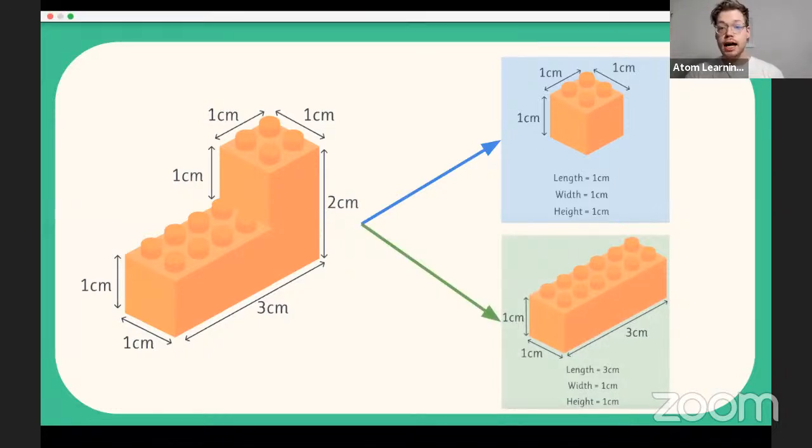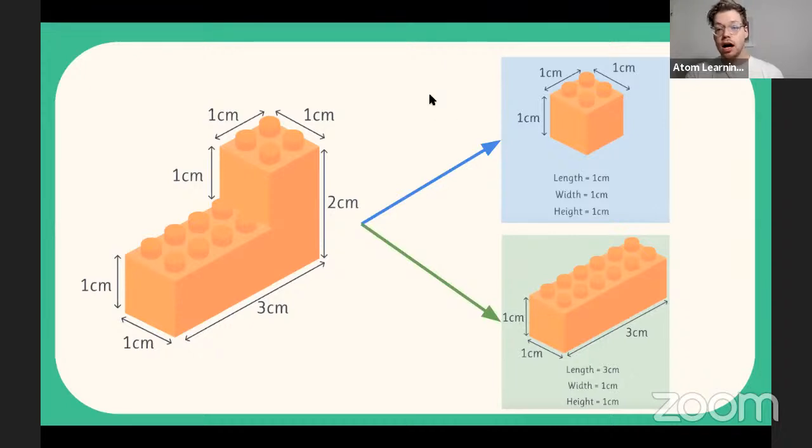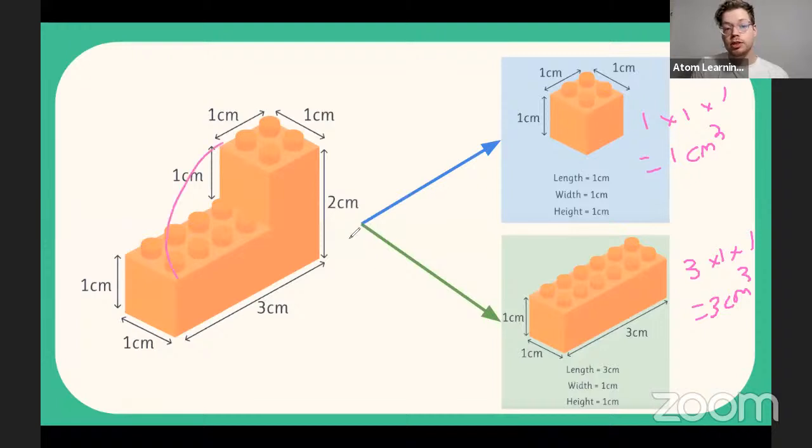So what we need to do to calculate the volume of this castle is just get the volume of this top block, which will be 1 times 1 times 1. So that's just, unsurprisingly, 1 centimeters cubed. And then we just do the same for the bottom shape. We do 3 times 1 times 1, which gives us 3 centimeters cubed. Then to get the total volume, remember total is another way of saying the sum. So we just do 1 plus 3, which gives us 4 centimeters cubed as a total volume.